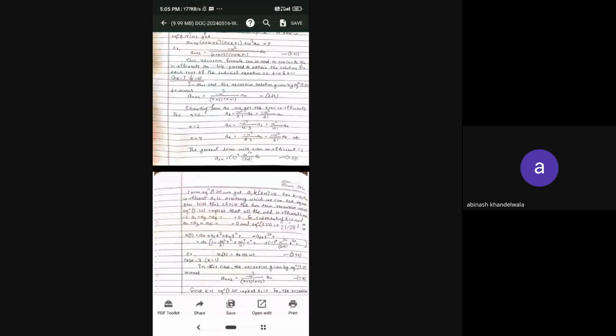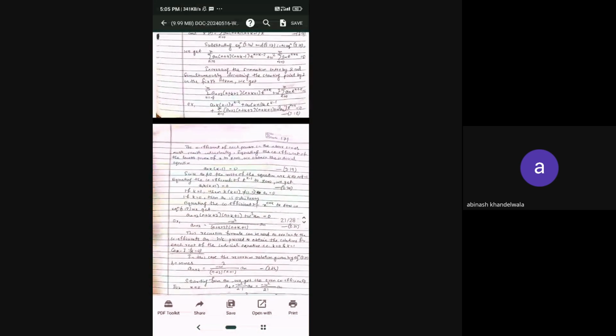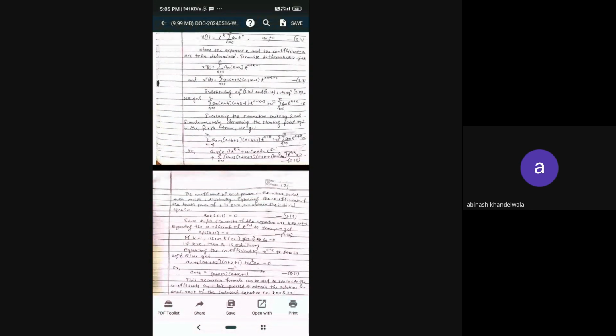Now see here, which is the lowest power? Here the lowest power is t to the power k minus 2. So the coefficient of t to the power k minus 2 will give your indicial equation. So the coefficient of t to the power k minus 2 will be a0 multiplied by k into k minus 1 is equal to 0. So this is the indicial equation. Now solve it. Your a0 is not equal to 0.